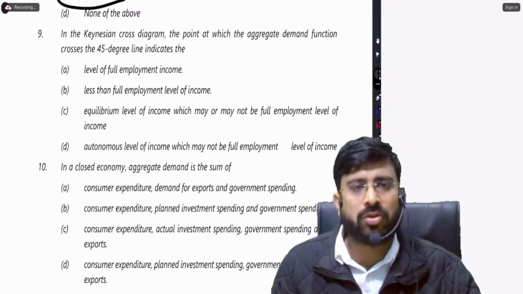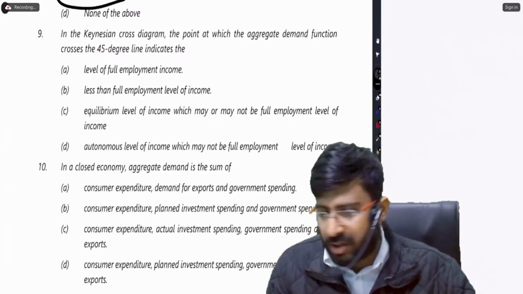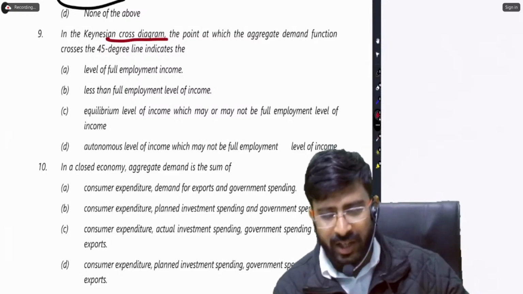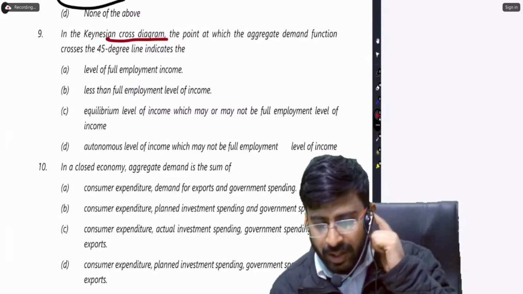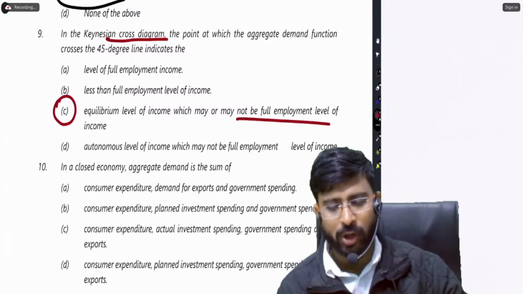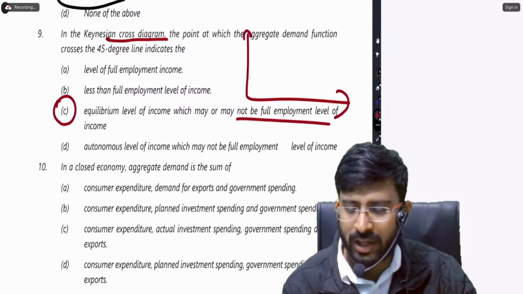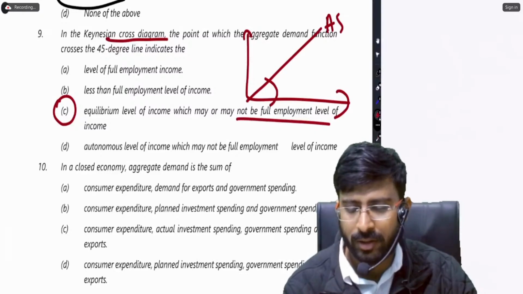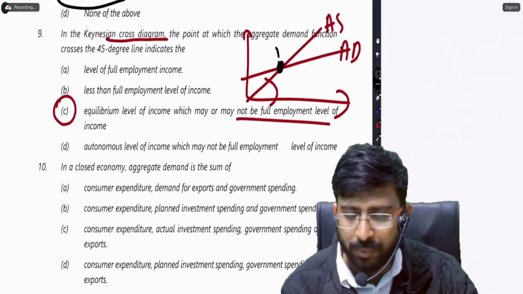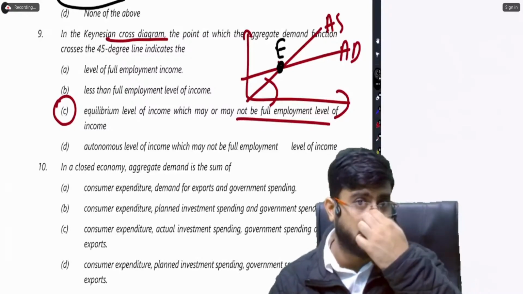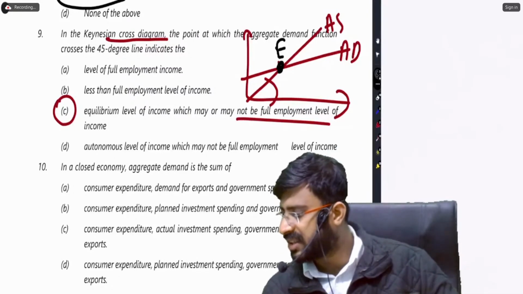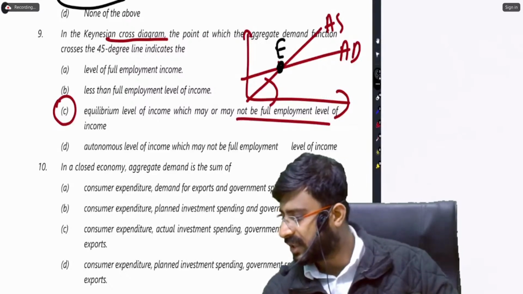In the Keynesian cross, the point at which AD crosses the 45-degree line indicates the equilibrium level of income, which may or may not be at full employment. You all forgot this line, AS, the 45-degree line, and aggregate demand. So this was equilibrium. It does not mean that the output will be full. It just means that there will be equilibrium, nothing else.